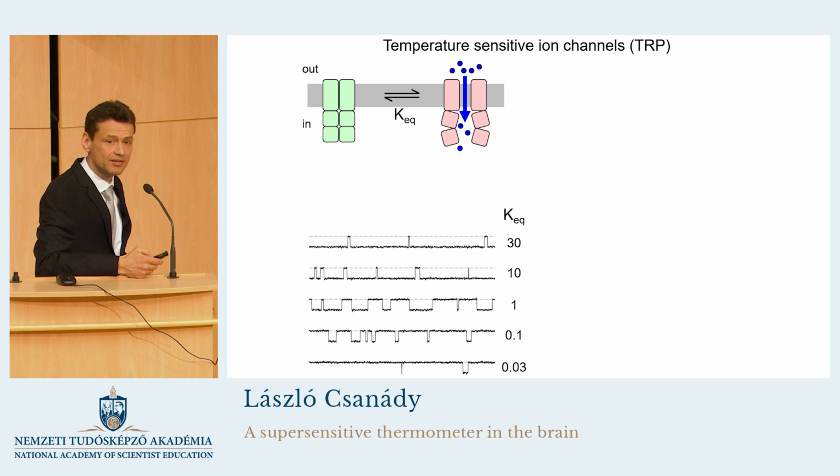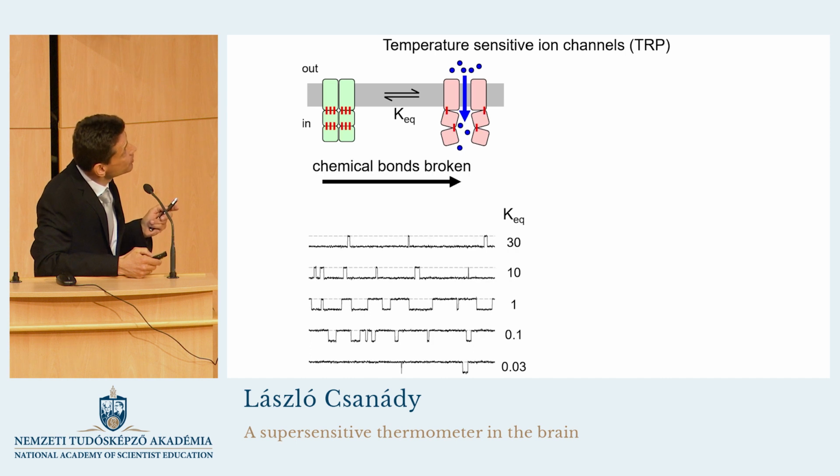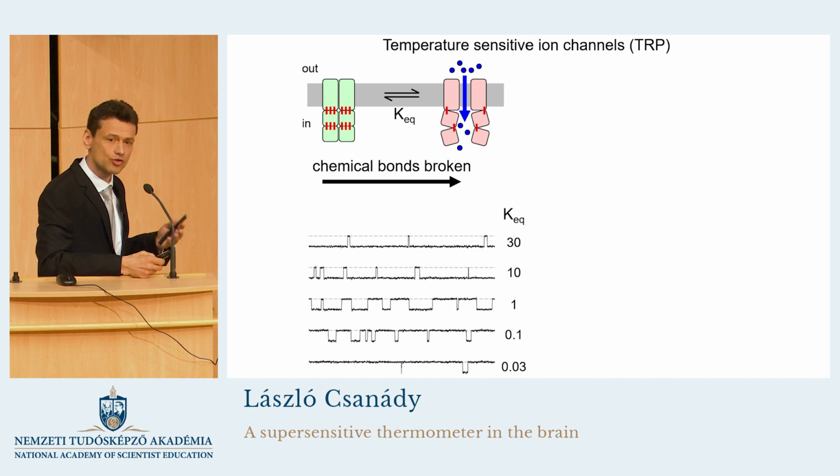But how can gating be regulated by temperature? It turns out that in some ion channels, pore opening is accompanied by breakage of a very large number of chemical bonds, like hydrogen bonds or ionic interactions. These are represented here by these little red ribbons. You can see there are many more such ribbons in the closed than in the open conformation.